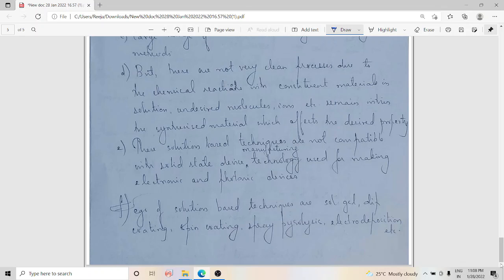So I hope this session is clear to all of you. If you have any doubts, please do contact. In our next session, we will be dealing with the non-lithographic techniques in detail.